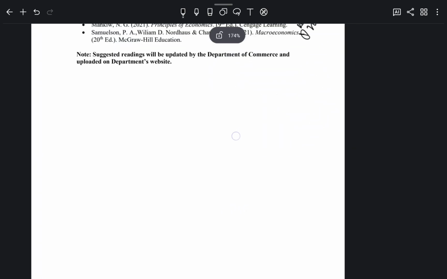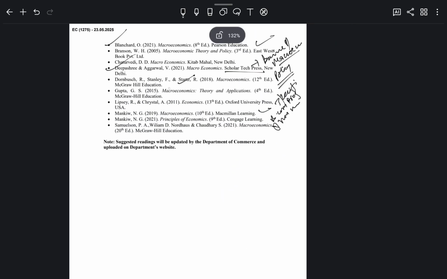And if you want to read in detail, you can also refer to Dornbusch for specific units, which I will be discussing in the class. And Mankiw's book, you can also use it. If you want to delve further into the syllabus, you can pick up any of these or all of them, whatever you want.